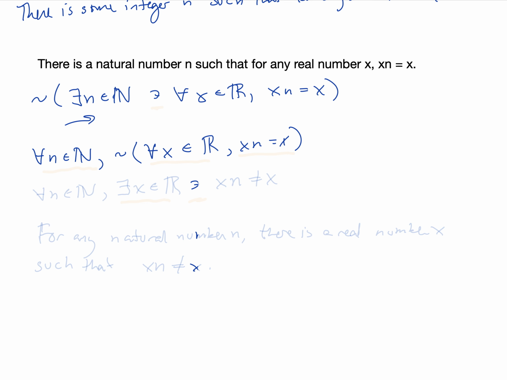All right, so for any natural number n, now we want to negate the next piece. If we're negating a for all statement, that turns into a there exists statement. So there exists an x in the real numbers, a real number x. We didn't previously have a such that there, but we are adding it. There exists a real number x with the property that, or such that, and then the negation of the next piece, if we want to negate x times n equals x, that's just x times n is not equal to x.